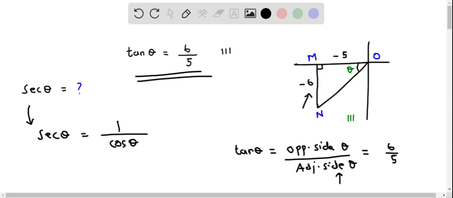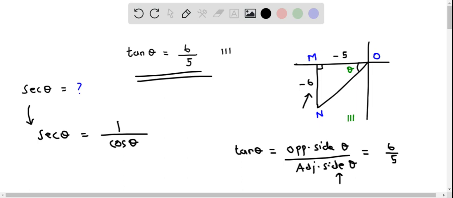Since theta lies in quadrant 3, I have marked the opposite side as negative 6 instead of 6, because in quadrant 3 this y value is negative, and similarly the adjacent side to theta I have also marked as negative 5. Since theta lies in quadrant 3, the x coordinate is basically negative. So that's why we have marked this as negative 6 and negative 5.